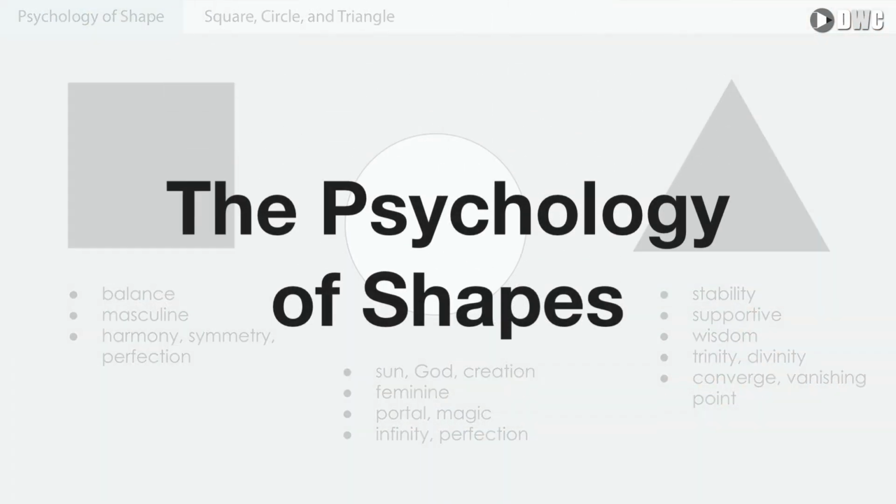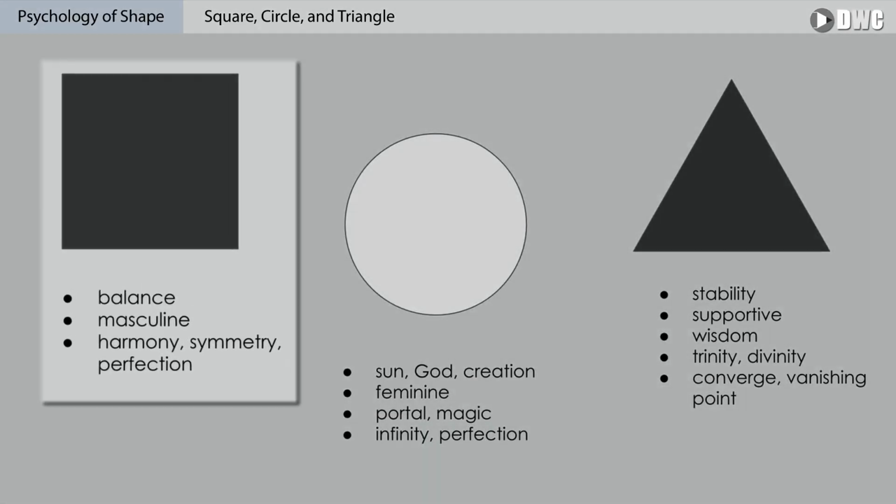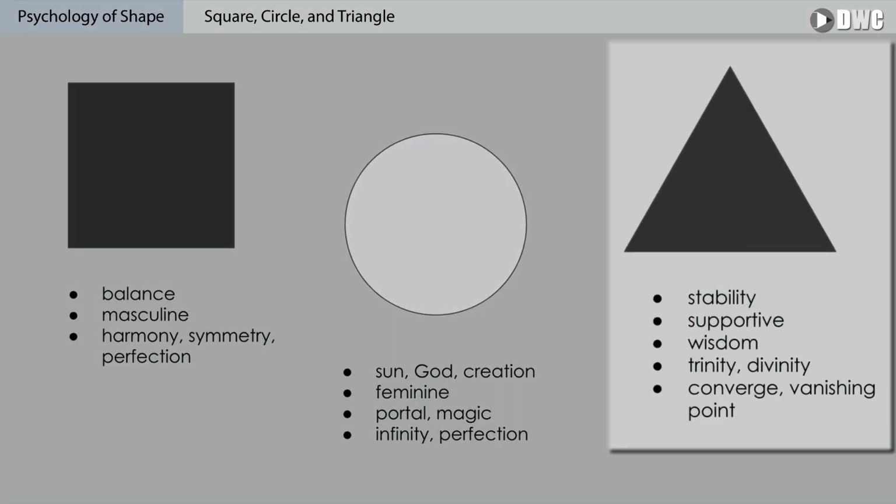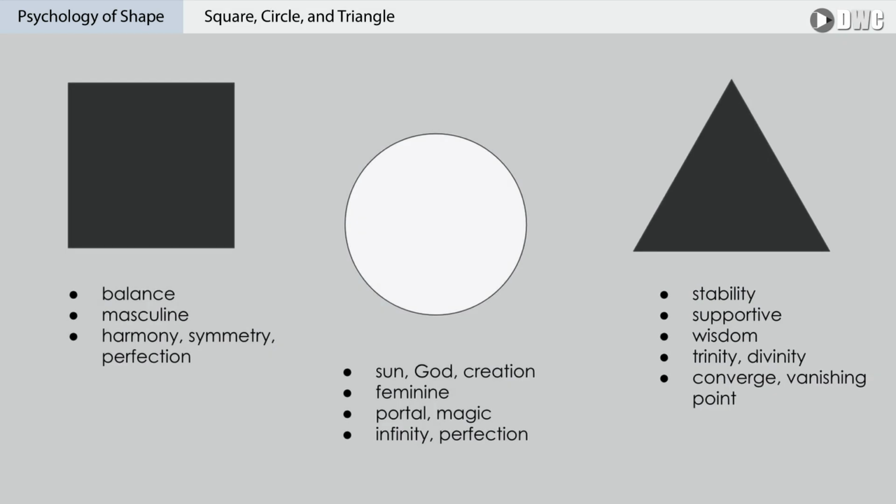And as you can see all the attributes here. Balance, masculine, harmony, symmetry, perfection. Sun, God, creation, feminine, portal, magic, infinity, perfection. Stability, supportive, wisdom, trinity, divinity, converging, vanishing point. What I wrote here, these are all traits and qualities that the audience will give to your picture just by using a square, circle, or triangle. So, in this basic sense, we can say a lot with just these three basic shapes.